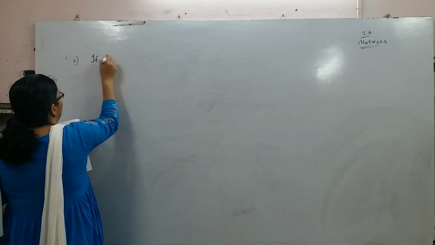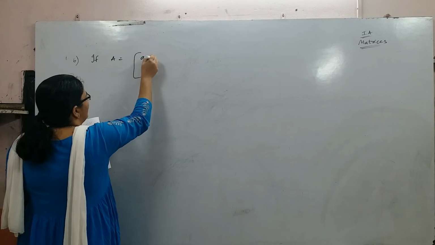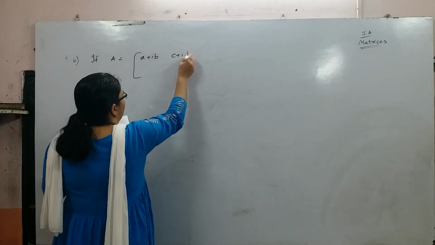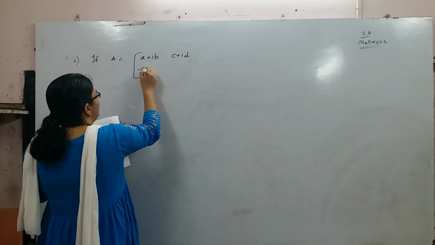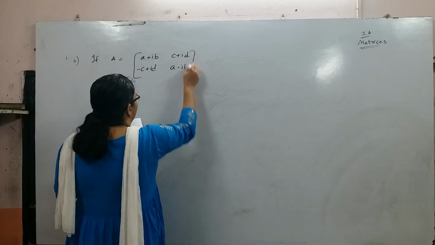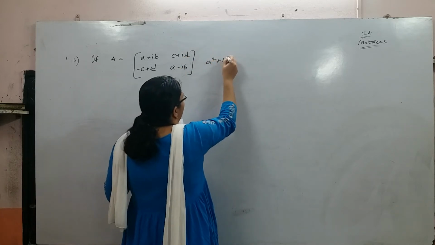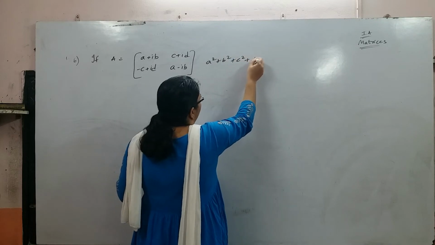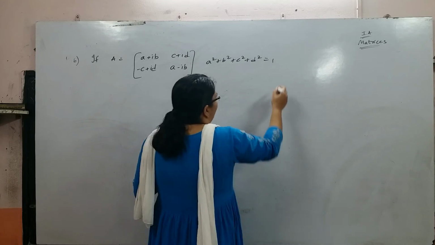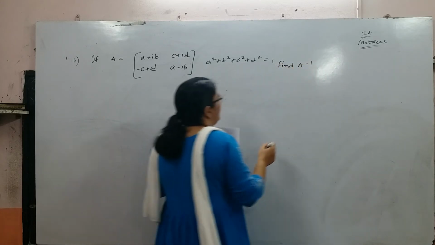If A is equal to the matrix with rows (a plus ib, c plus id) and (minus c plus id, a minus ib), and a square plus b square plus c square plus d square is equal to 1, find A inverse. You have to find A inverse.